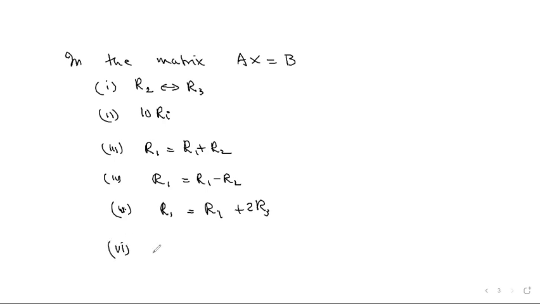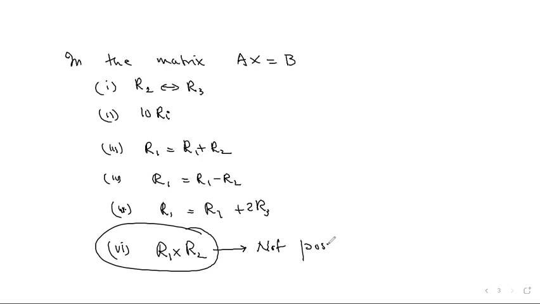Can you do this one? R1 multiplied with R2. Is this allowed? Row 1 and row 2 elements are multiplied. Say yes or no. Is this a row transformation? Total, how many row transformations are there? 3. Is such an operation possible? No, not possible. You cannot do like this. So don't think of multiplying 2 rows, but you can add 2 rows. So let's practice.